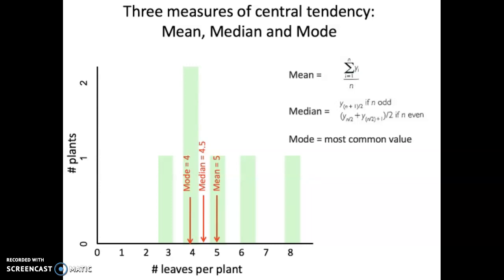Anyone remember the mode? The mode is the most common number in a series, and the median is usually referred to as the middle number of a series. But remember that if you have an even number of observations, you have to take the mean of those 2 middle numbers in the series to get the median.